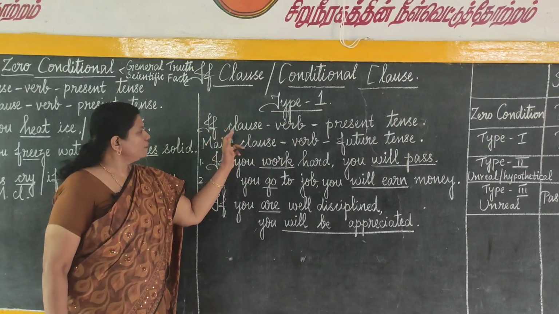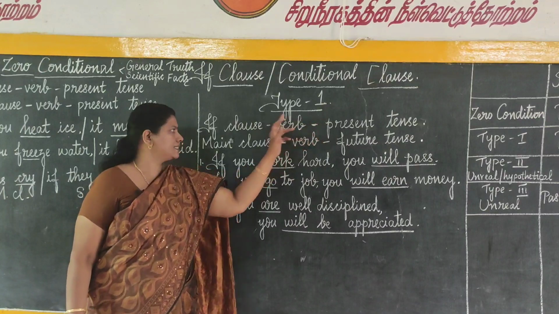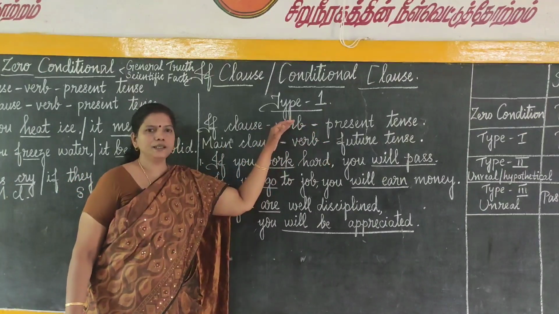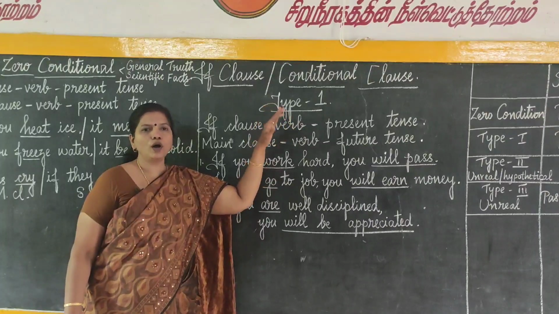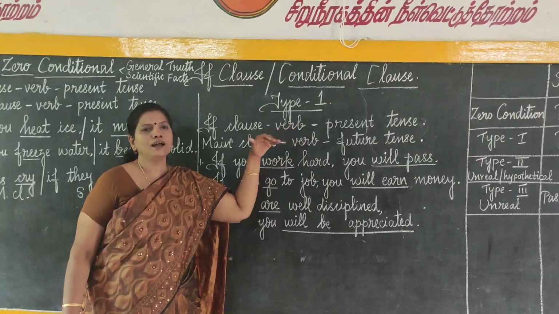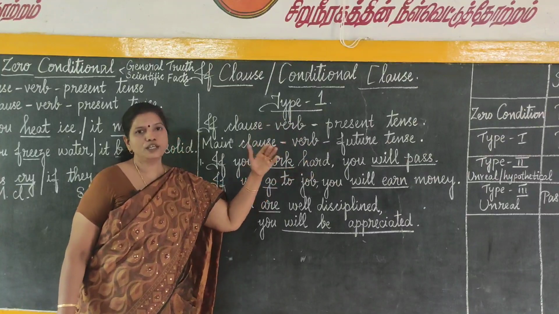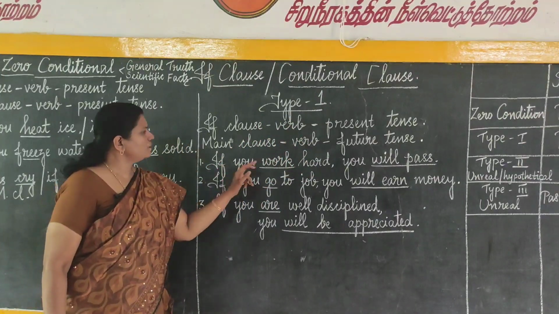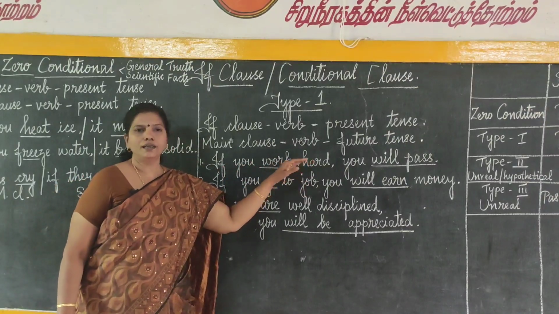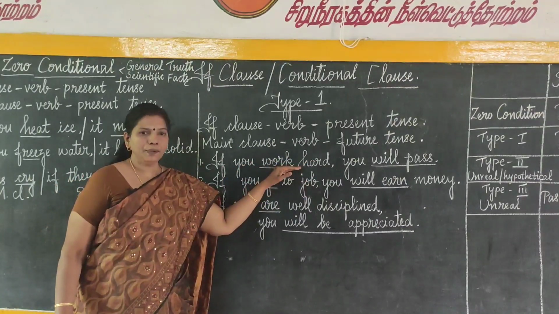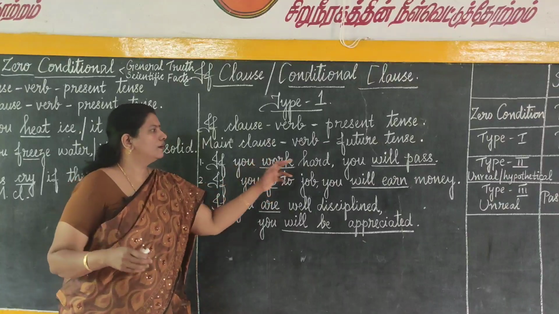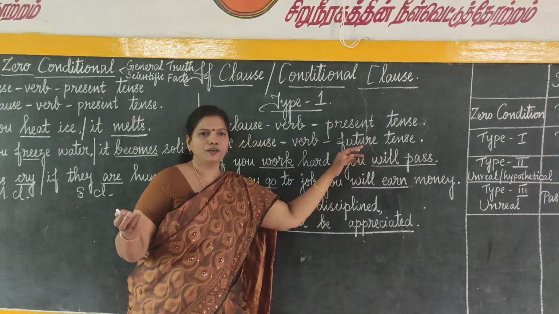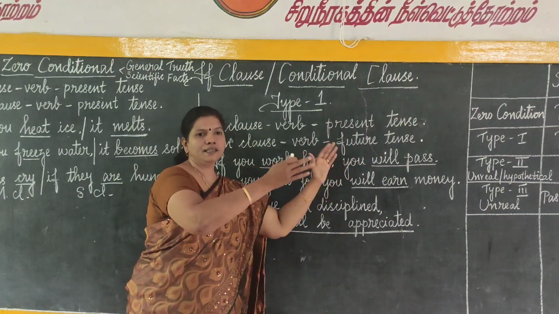First, in the if clause the verb will be in present tense and in the main clause the verb will be in future tense. These are the tips you have to remember for all the classes. There is a structure, I will tell as I proceed further. First example, let's see. If you work hard, this is the dependent clause. If you work hard, what will happen? You will pass in the examination. If you do this, a certain thing will happen.